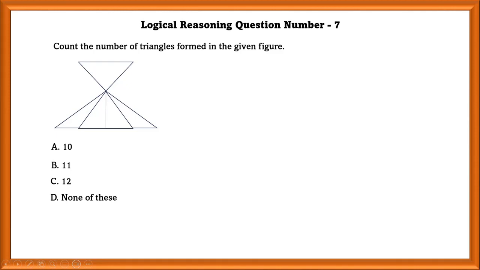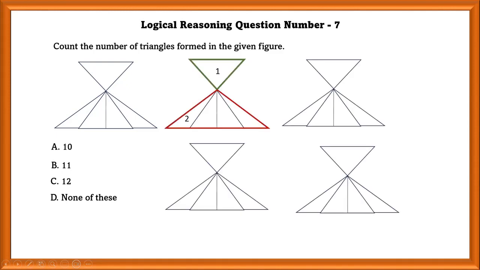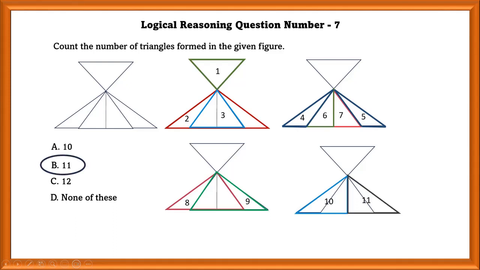Question number 7. Count the number of triangles formed in the given figure. 1, 2, 3, 4, 5, 6, 7, 8, 9, 10, 11. So there are 11 triangles formed in the given figure.